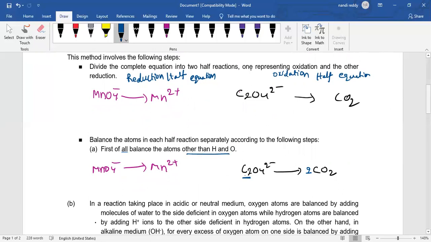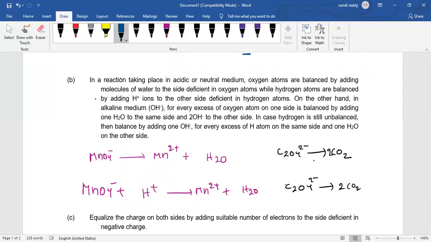Next step: if the reaction takes place in acidic or neutral medium, oxygen atoms are balanced by adding molecules of water. Clear? On whichever side is deficient, I'm balancing. Here, how many oxygen atoms are on the left side? 4. But here, how many? There is no oxygen in Mn2 plus, so a deficiency of 4 is there. That's why I'm adding 4 water molecules. Wherever oxygen deficiency is there, that many water molecules you have to add.